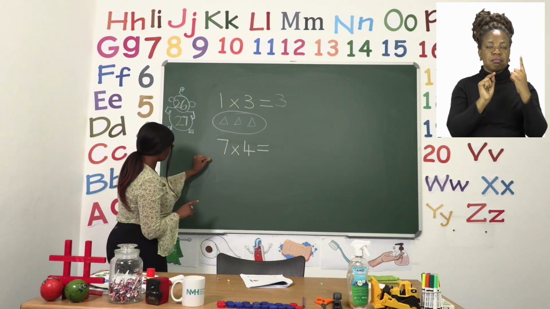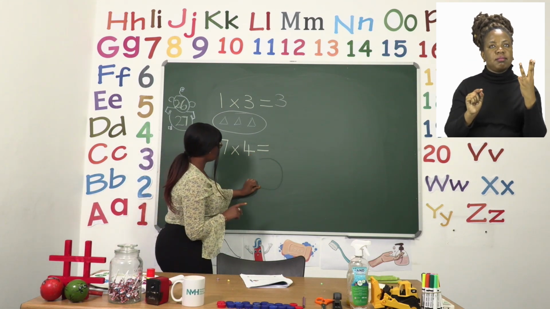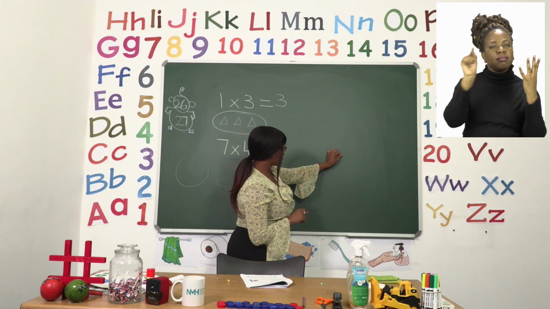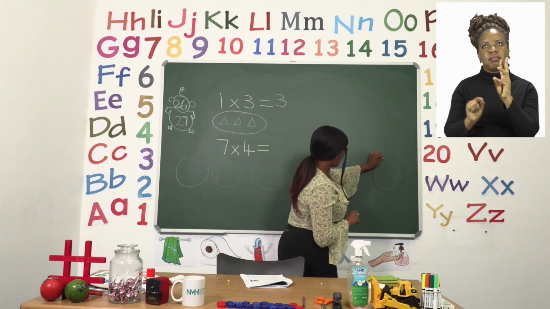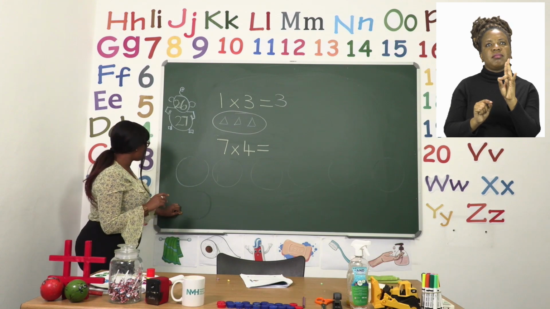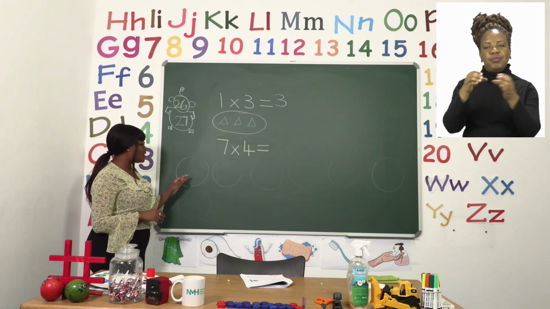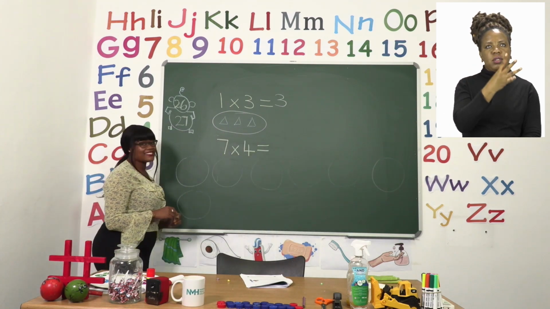1, 2, 3, 4, 5, 6, and 7. Now we have 7 sets. 1, 2, 3, 4, 5, 6, 7 sets.